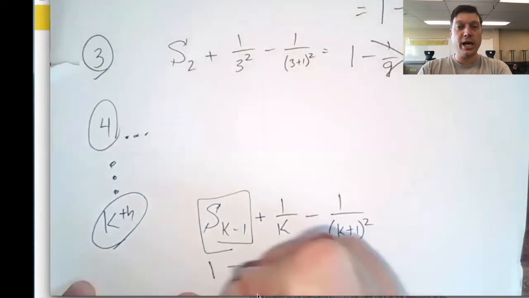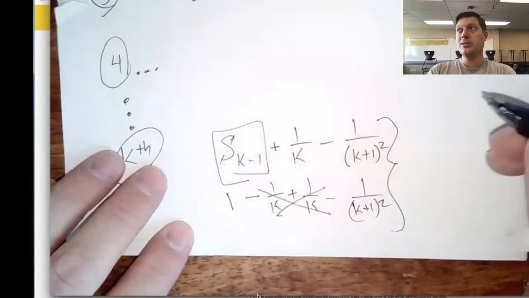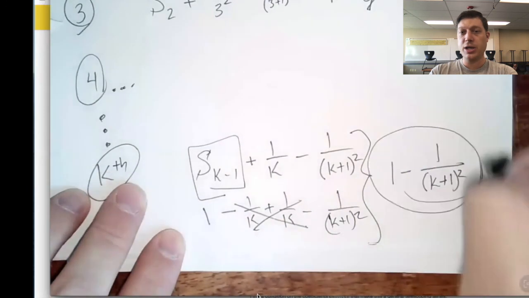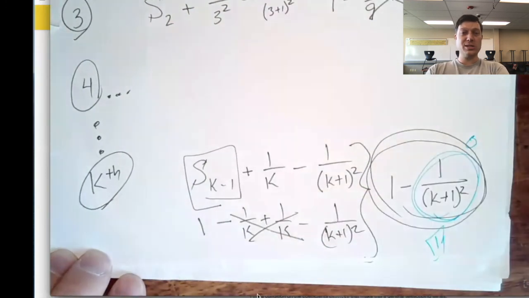It turns out that you're going to add up the k minus 1 partial sum plus the sequence element at k, and things cross out, and you're left with 1 minus 1 over the quantity k plus 1 squared. That goes to 0 as k goes to infinity, and therefore 1 is the limit of that series.